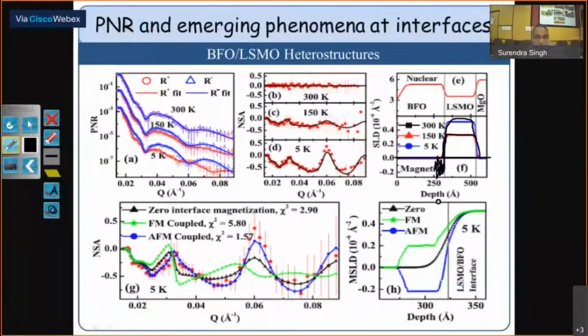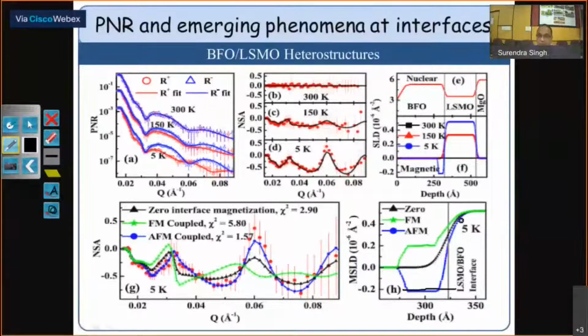Okay, and these are the different models for the 5K data. We assume this is the LSMO layer, this is the interface, shown over here, and this is the BFO layer. This interface part is around 35 angstrom, from here to here. And this is LSMO. When we consider zero magnetization for the interface, shown by the black line, it does not fit the PNR data very well.